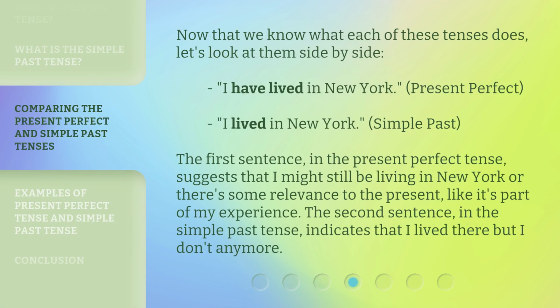Now that we know what each of these tenses does, let's look at them side by side. I have lived in New York. Present perfect. I lived in New York. Simple past. The first sentence, in the present perfect tense, suggests that I might still be living in New York or there's some relevance to the present, like it's part of my experience. The second sentence, in the simple past tense, indicates that I lived there but I don't anymore.